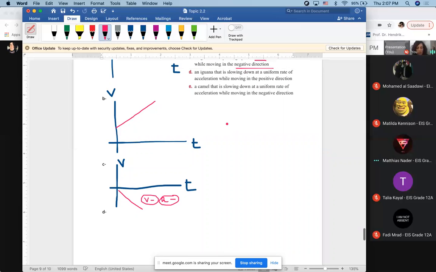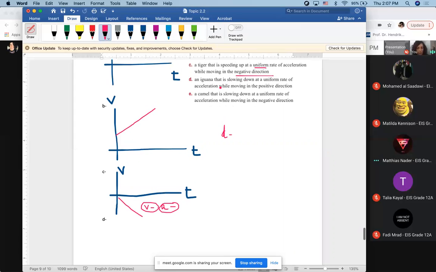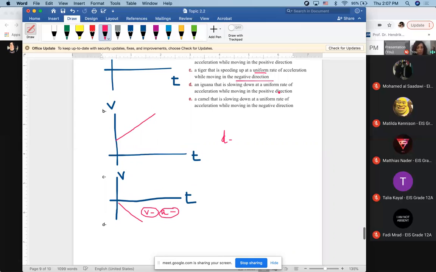All right. Now for part D, I would want Talia to help me with part D. You have an iguana that is slowing down at a uniform rate of acceleration while moving in the positive direction.